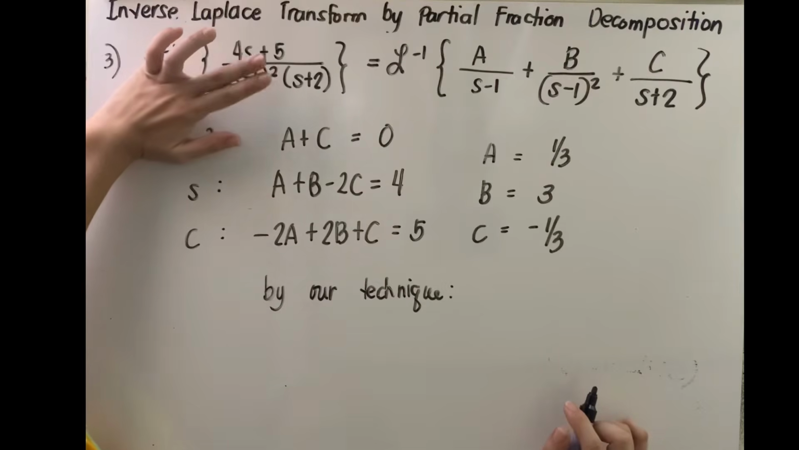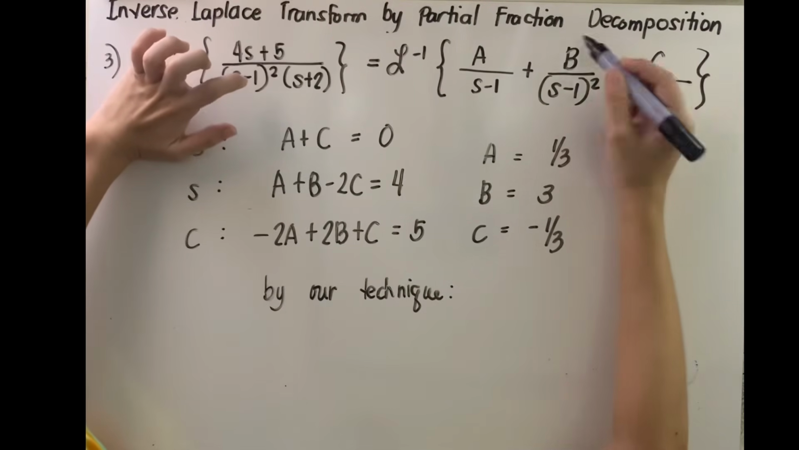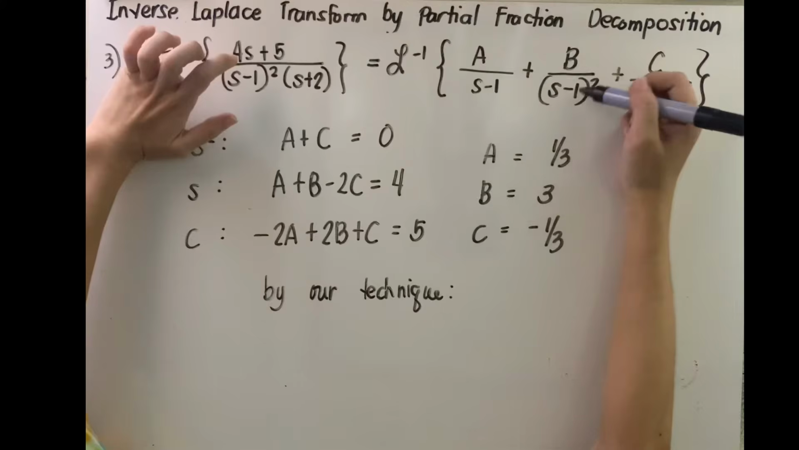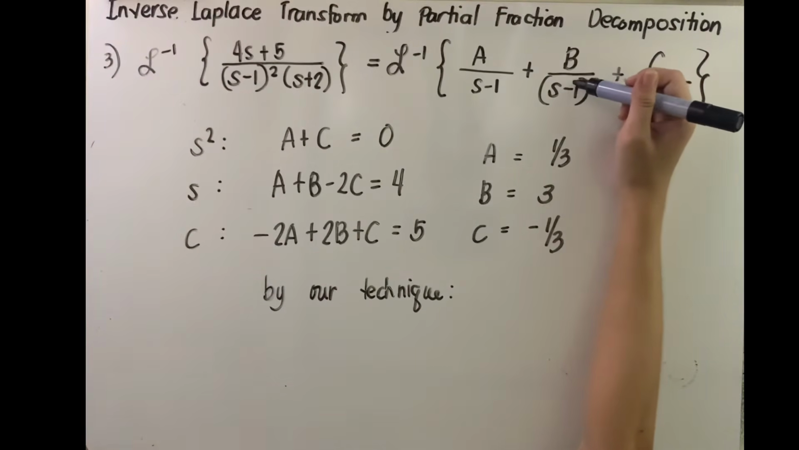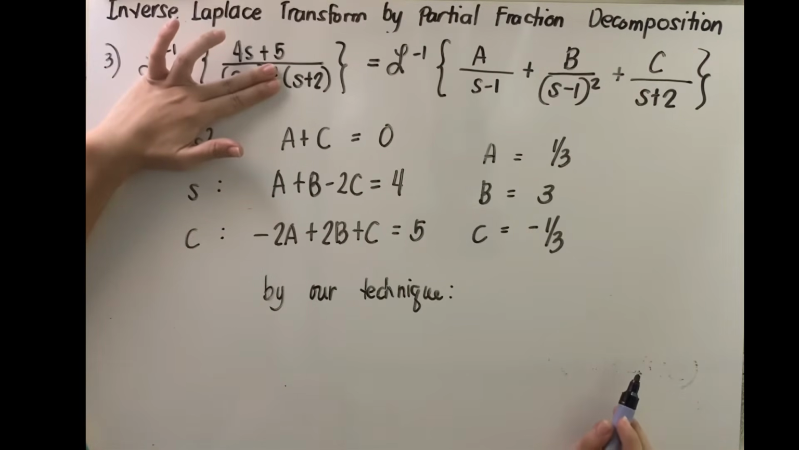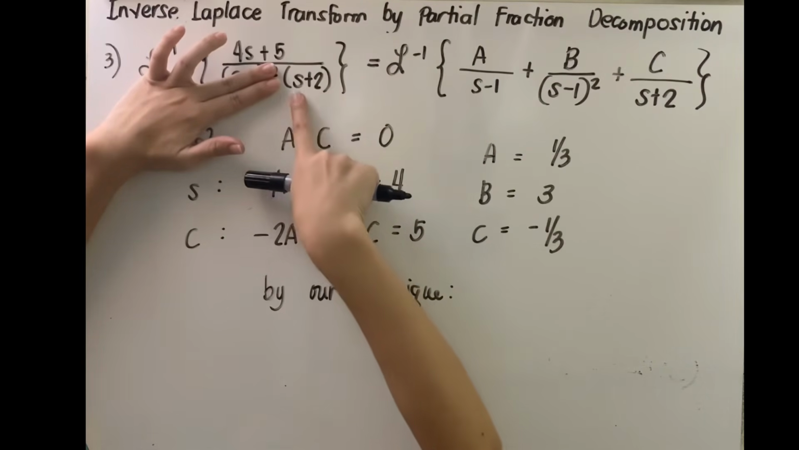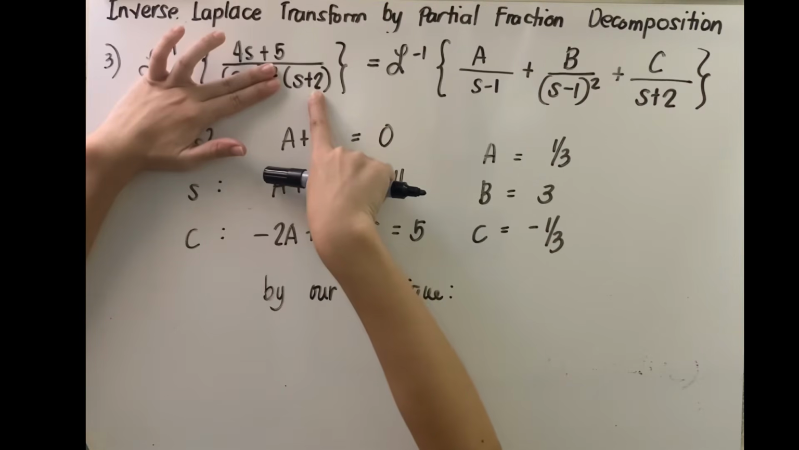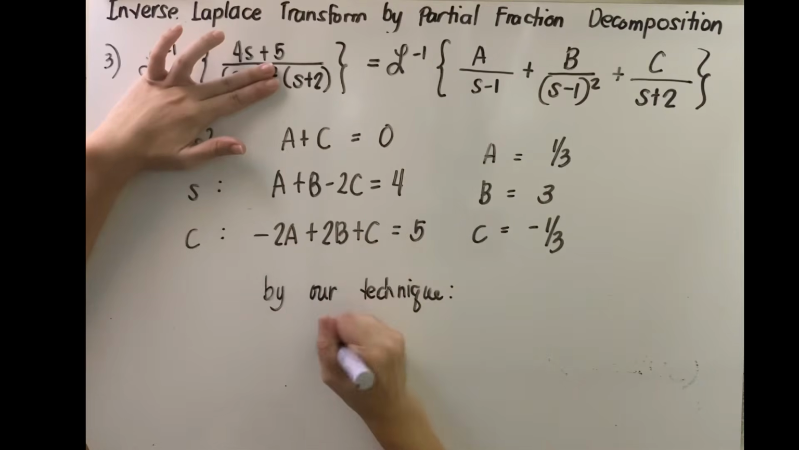So, ibig sabihin, if I set S minus 1 equal to 0, I'll get S equal to positive 1. Ang makukuha kong sagot kay B. Kasi hindi natin maiiwasan na may matirang isa pang S minus 1 dun sa ating original function, ano? So, if I'm going to cover this, I'll get S equal to 1. This will be 4 times 1. That's 4 plus 5. That's 9. Divided by 1 plus 2, which is 3. So, 9 divided by 3, you'll get 3 as an answer. Which means B is equivalent to 3. Okay?